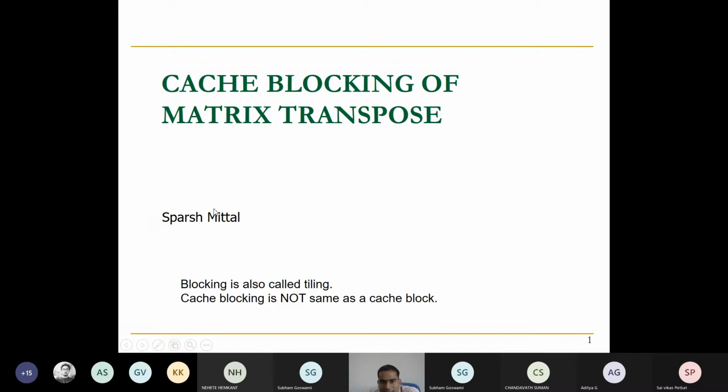Okay, so first we will see the cache blocking of the matrix transpose operation. Transpose is a much easier operation compared to matrix multiplication, so that's why I'm first illustrating transpose, and after that I will show the multiplication operation. Now, blocking is also called tiling, but blocking is not the same as a cache block. These two are different concepts.